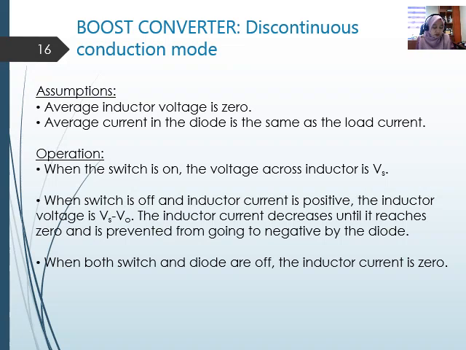Right, so for the discontinuous conduction mode, we assume the inductor voltage is zero. So VL average will be equal to zero. And we assume that the average current in the diode ID will be equal to the load current. Okay, why do we have such an assumption? Later we will see in the waveform. Right, so this is the condition.